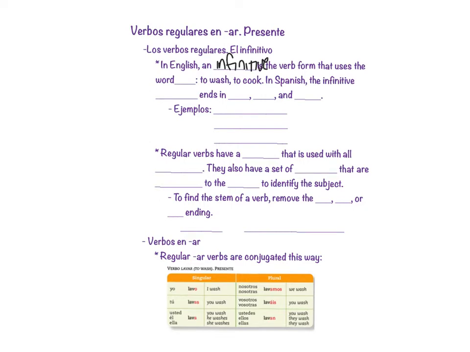is the verb form that uses the word to plus a verb. So for example, to wash, to cook. Like I said, we have these in English. It's just as simple as to plus a verb.